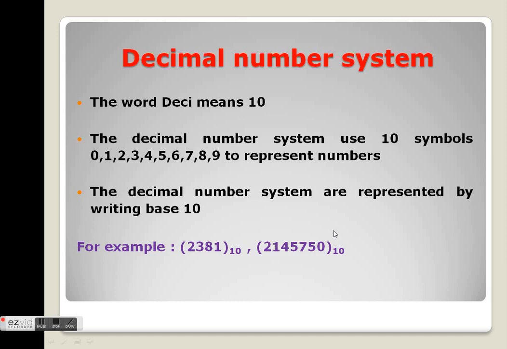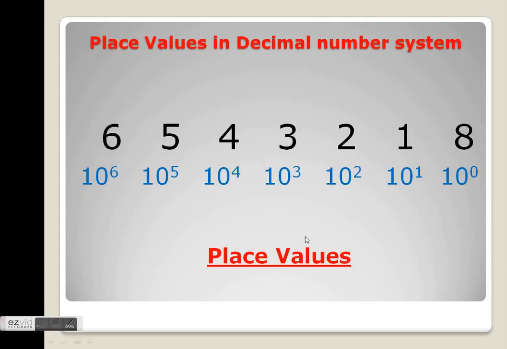We all are familiar with this number system. We all know that in this number system we use symbols from 0 to 9 to represent any number. Also, students, the decimal number system is represented by writing the value of base as 10. The examples of numbers written in decimal number system are visible on your screen.